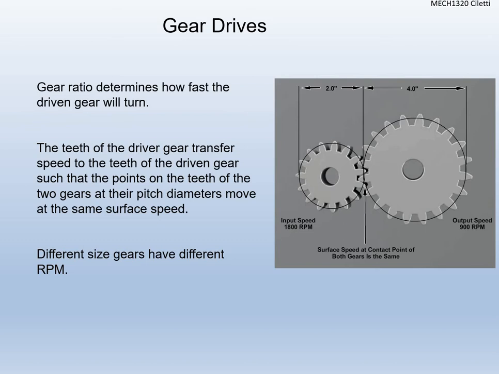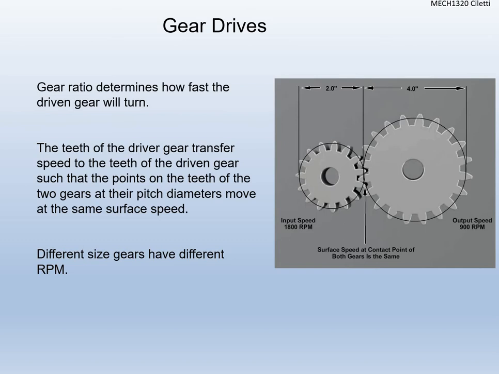The teeth of the driver gear transfer speed to the teeth of the driven gear. Two gears at their pitch diameters move at the same surface speed. So even though the smaller gear is moving at 1800 RPM and the larger gear is moving at 900 RPM, at the point of contact, the mesh point, that speed is exactly the same. But we transmit that based on ratios. So output over input. We can see this as either the input speed is twice as fast as the output speed, or the output speed is half the speed of the input speed. You can change your verbiage depending on whether it's your output or your input.